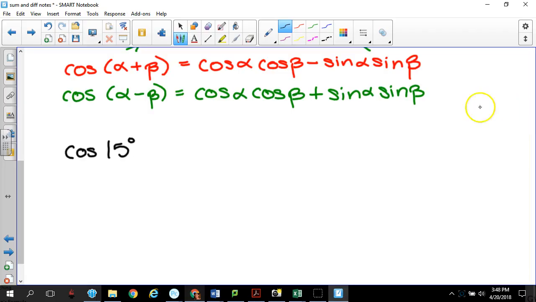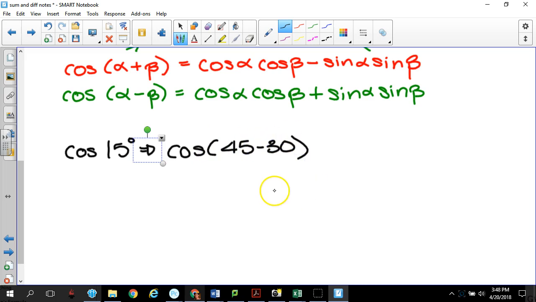So I'm just going to be basic and say that we'll do this as cosine of 45 minus 30. So that means I'm going to be using this equation right here, because I have cosine, so I need the cosine equation, and I have something minus something. I put it as 45 minus 30 because this has to match that 15.